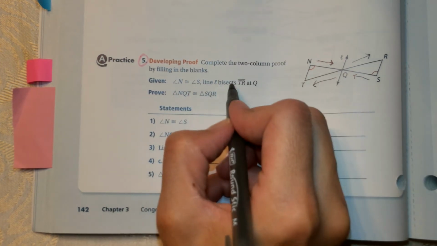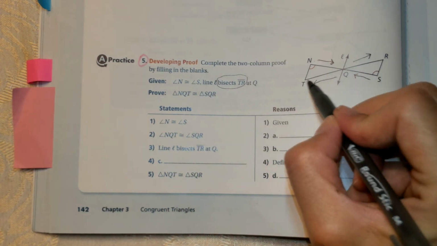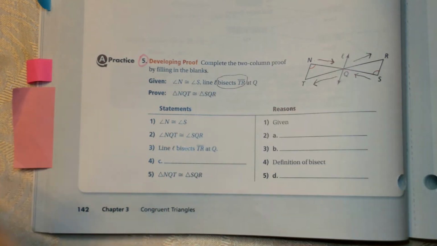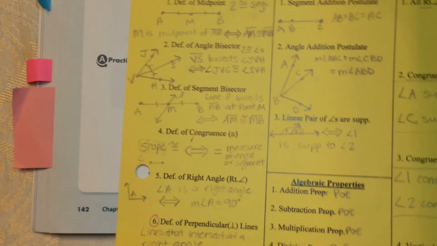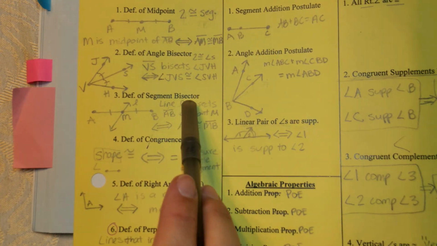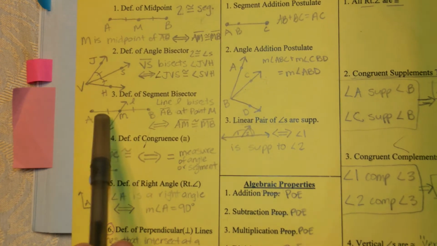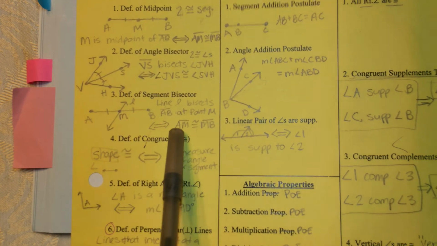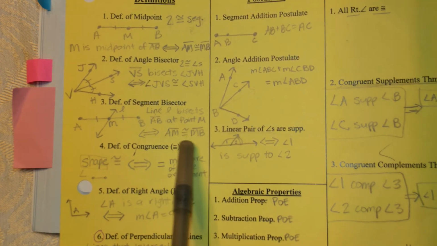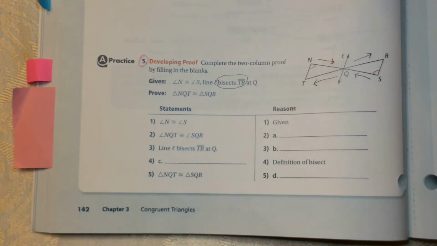Line L bisects TR at Q. So if TR is bisected, if you forgot what that means, we can look it up in our list. Definition of segment bisector means that it cuts the segment into two congruent parts. So the two segments would be congruent. That's what a segment bisector means. Okay, so I'm going to get going.